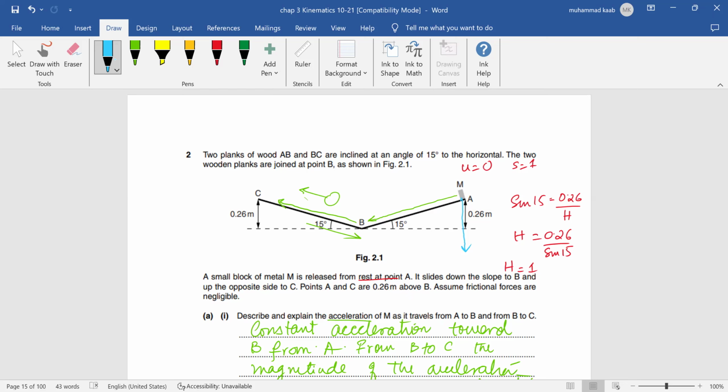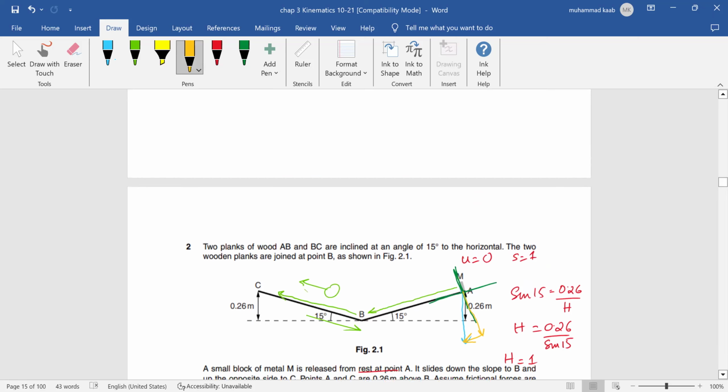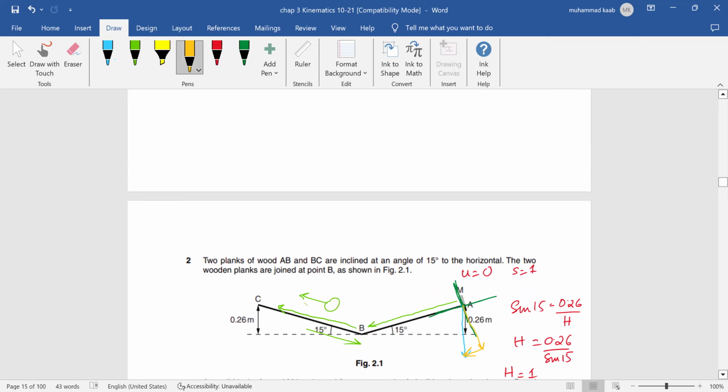So you can make the components of the acceleration. Just break it into the vertical component and the horizontal component. Are you getting it? Not getting it? Yes, Imad. Sir, can you say it again?